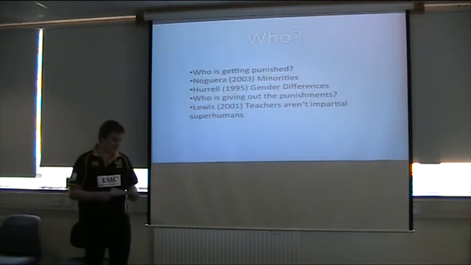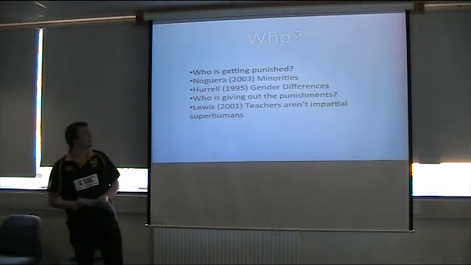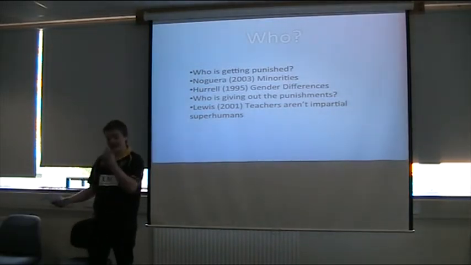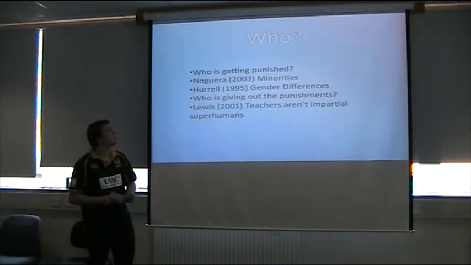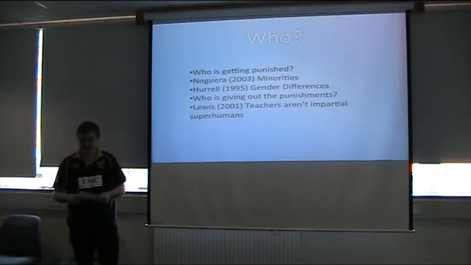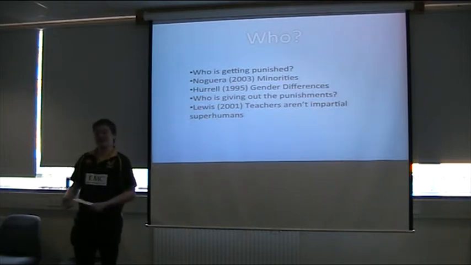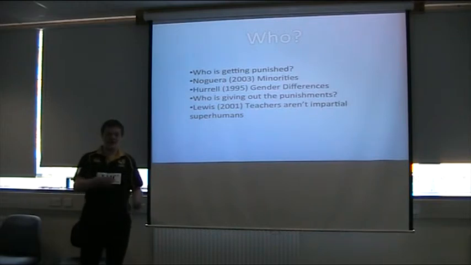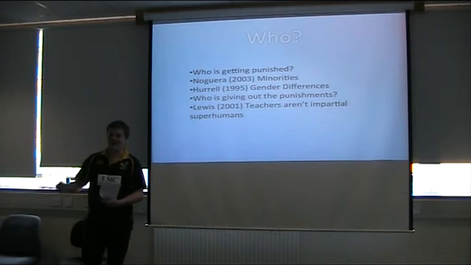So now I'll get on to the more negative aspects of punishment. The first question I'll look at is who is typically getting punished. Guerra found that in American schools it was frequently minorities who were getting punished a lot, and not just one time, one suspension, and then they're better again. It's constantly getting punished.